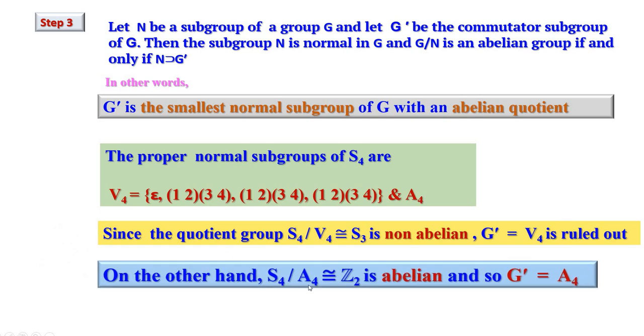If you consider S4 mod A4, the order of this is 24, the order of this is 12. So this quotient group has only two elements, and a two element group is isomorphic to Z2, and that is obviously abelian. So by this, it is the smallest group because the other is ruled out. Even this is smaller than this only, but the quotient is not abelian. So here the right candidate is your A4. And therefore you conclude that G prime, that is the commutator subgroup of S4, is just A4.